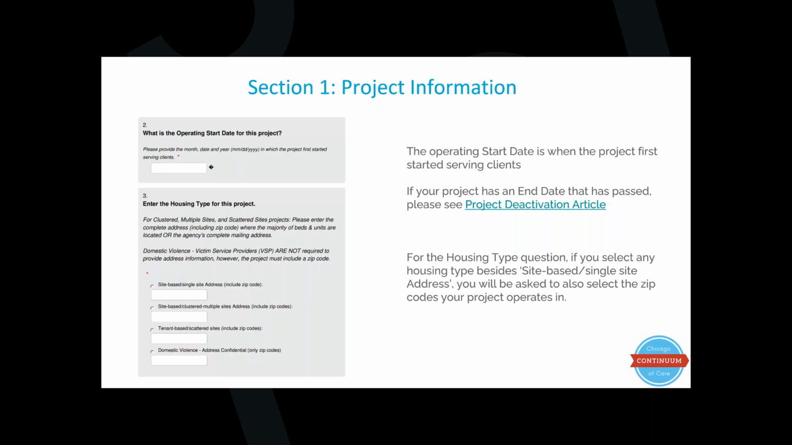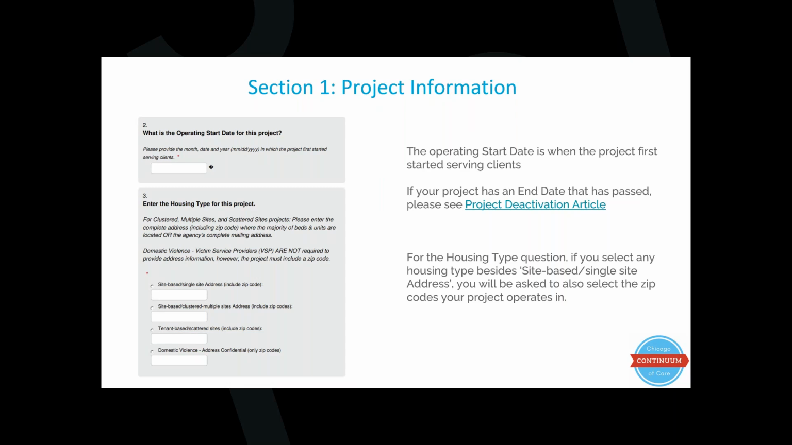One thing to note about the operating start date is that this is the date in which your project started serving clients and not necessarily started serving clients in HMIS. So if you have a project that started serving clients in HMIS, let's say October 1st of 2025, but your project started operating back in July serving clients and you were just doing it internally, keeping the documentation, your operating start date will be July and not October.